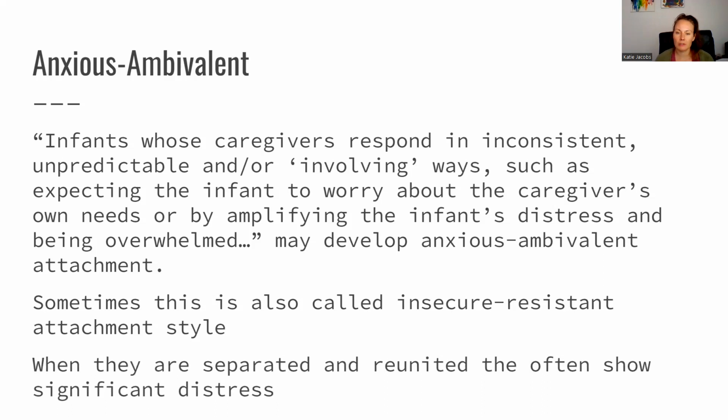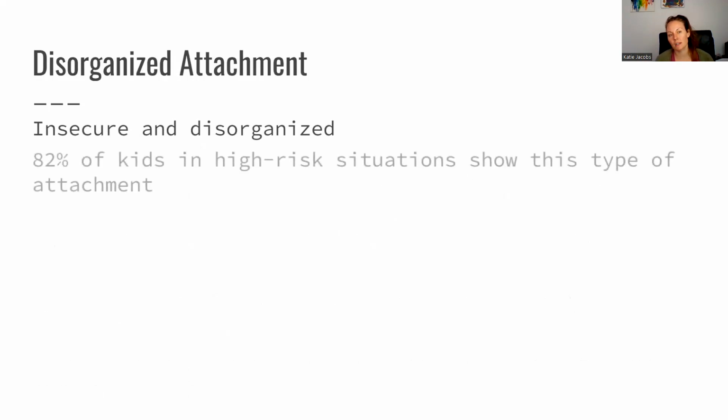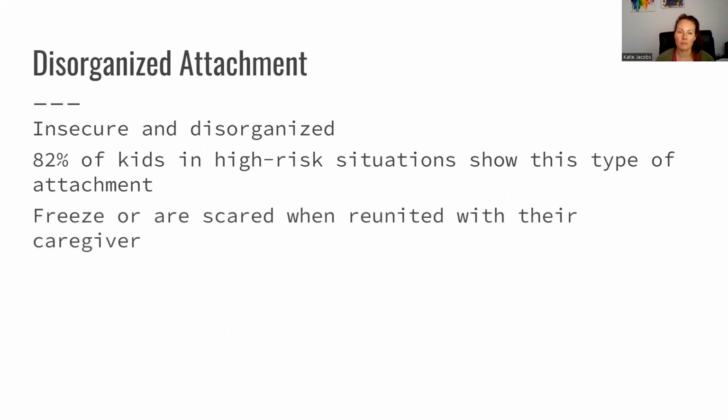So when they are separated and reunited, they often show significant distress. So not just when the parent leaves, but when they come back. A disorganized attachment is insecure and disorganized. 82% of kids in higher-risk situations show this type of attachment. This is when they freeze or are scared when reunited with their caregiver.